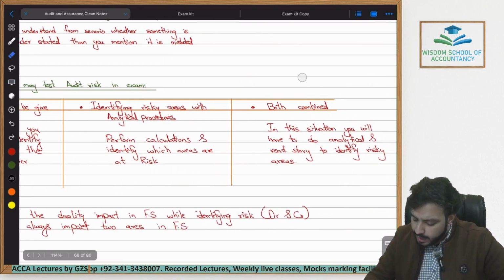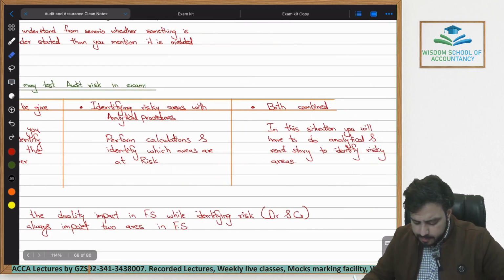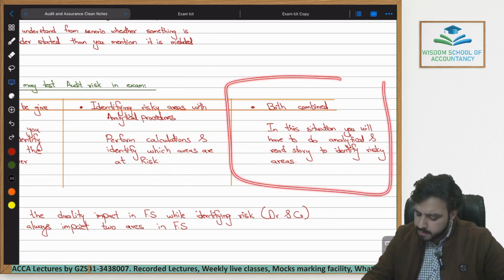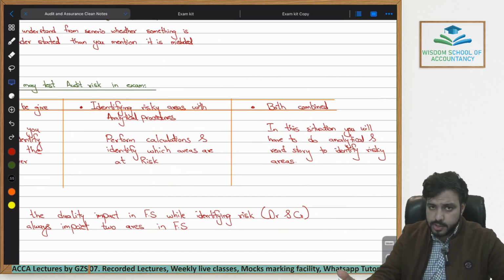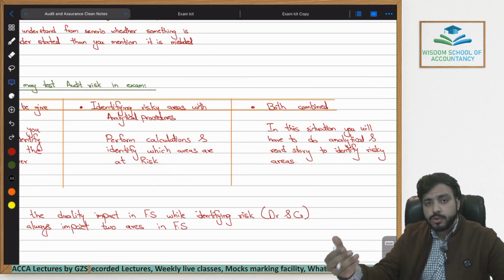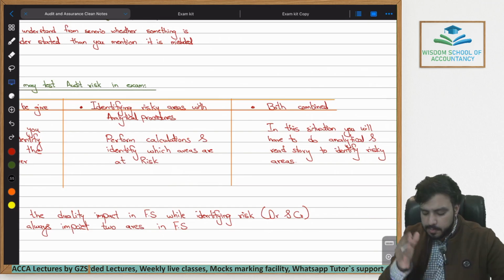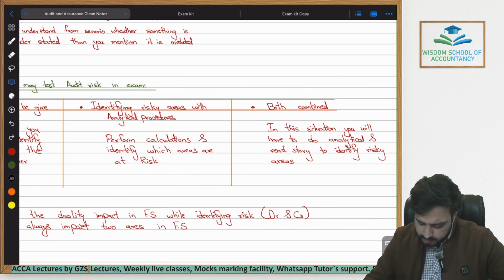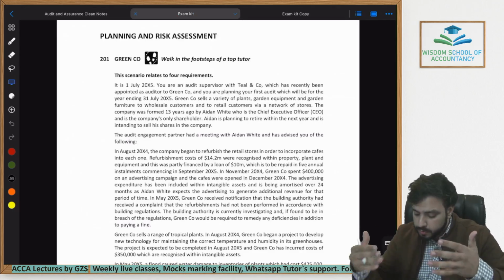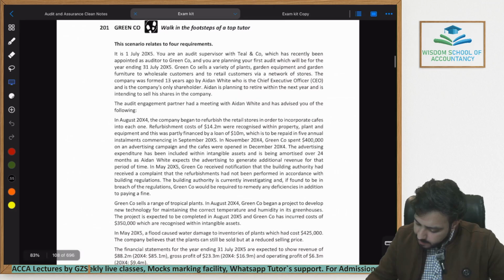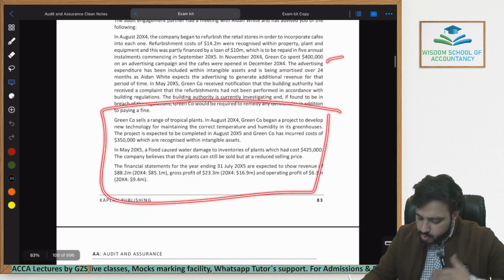But the highest chance is that the examiner may test both of the things combined. He will also give you the financial statements, and he might also give you a story. And using both of them, you will have to identify risky areas within the financial statements. So if I come towards this question, what sort of question is this? We can see that the scenario is given to us. All of this is the story, the scenario.